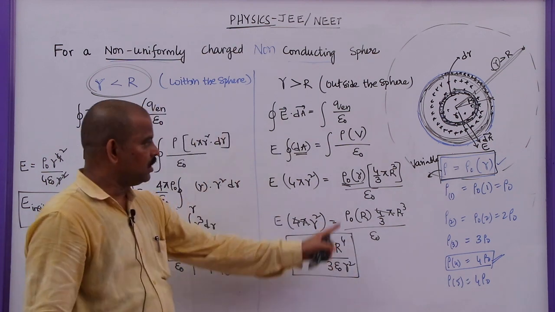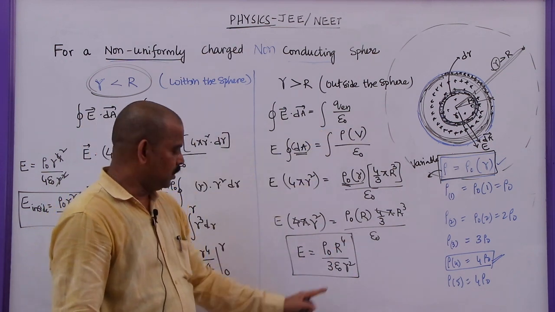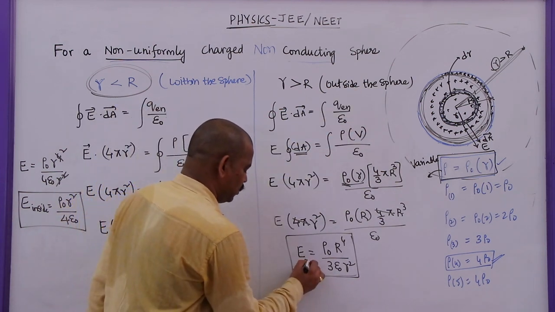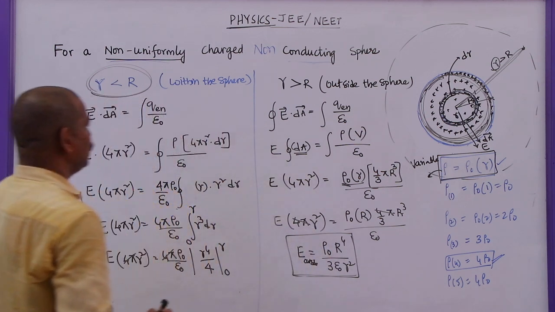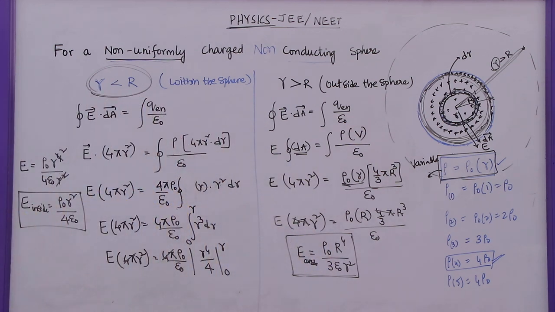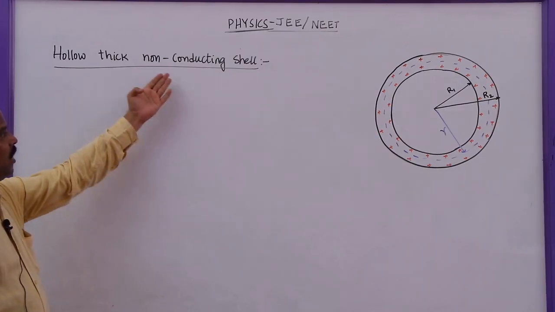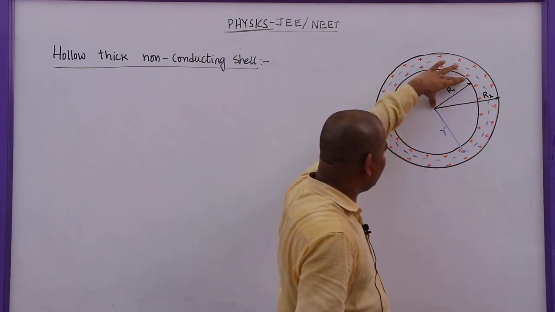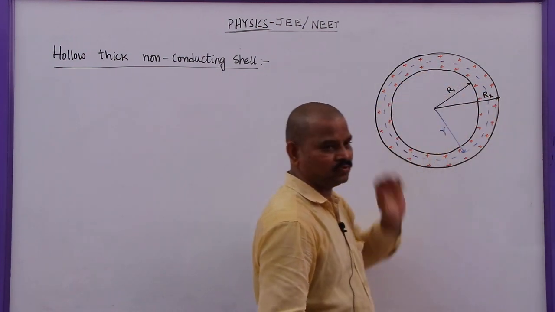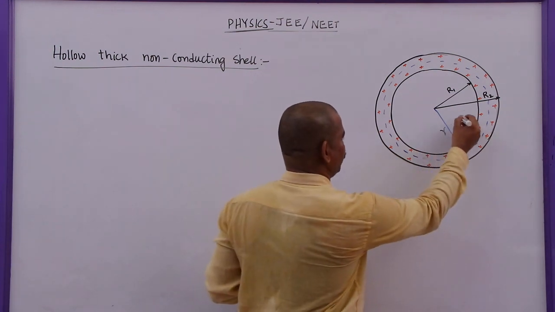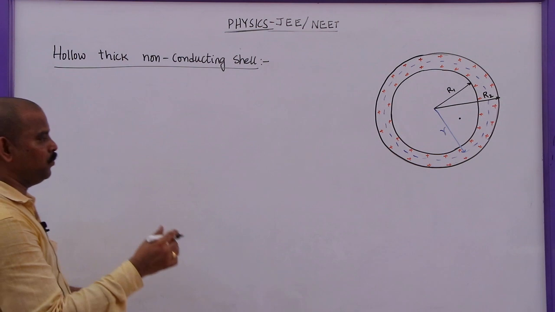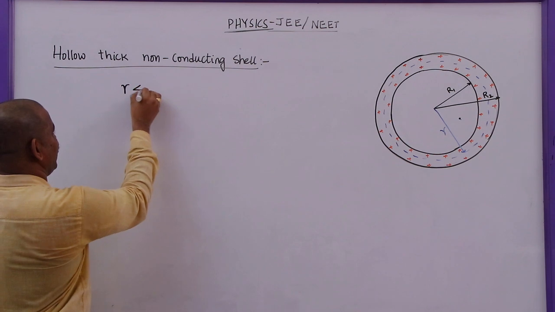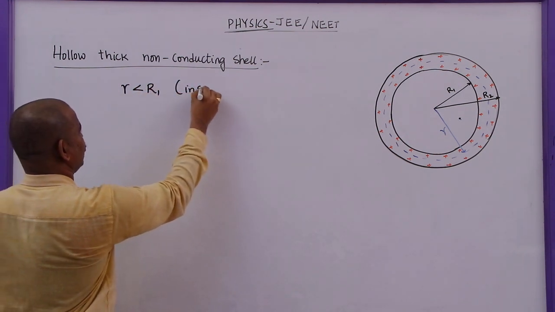Remember, this capital R is the radius of the non-conducting sphere and small r is the distance from the center to that point. So this is the electric field outside the non-conducting, non-uniformly charged sphere. Hollow, thick, non-conducting shell. Here I have taken a shell of internal radius r1 and external radius r2. I need to find out the electric field within this shell at some point.